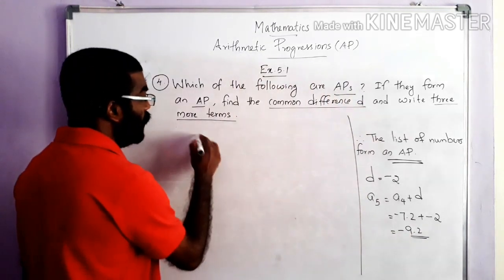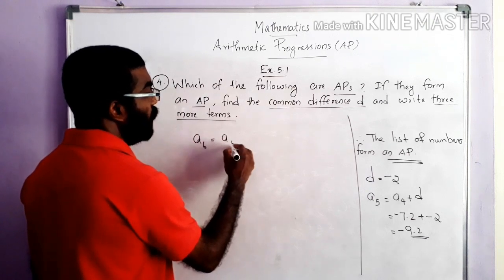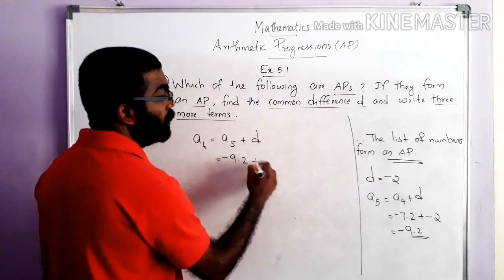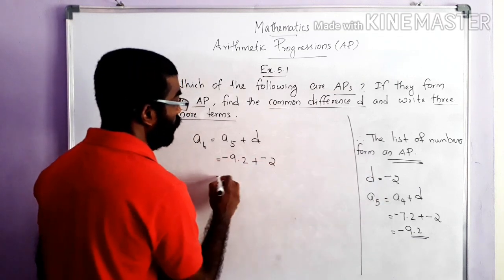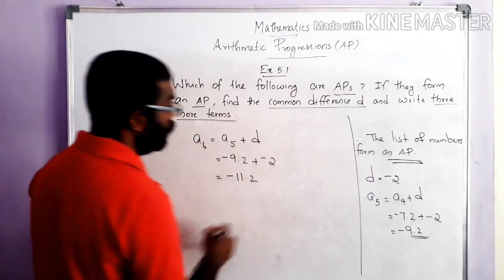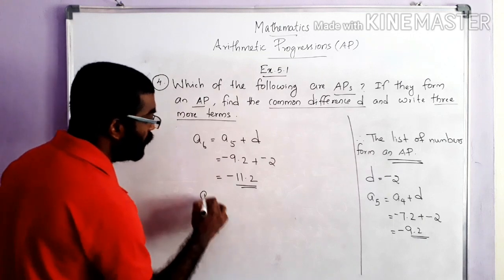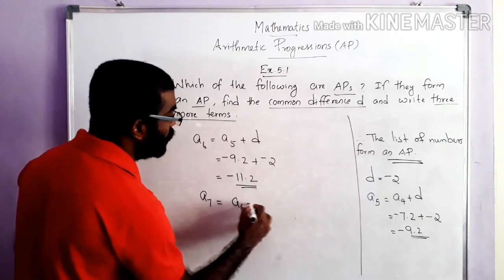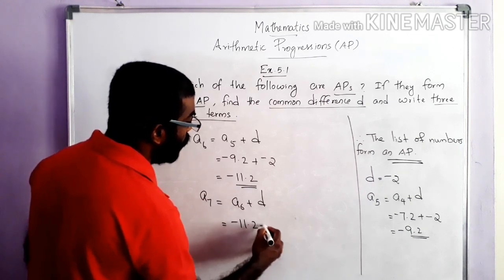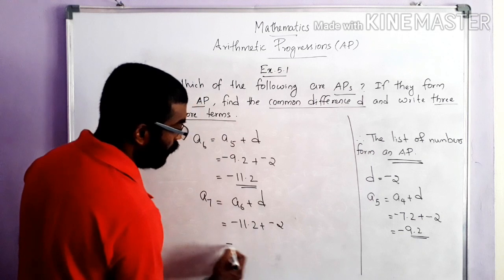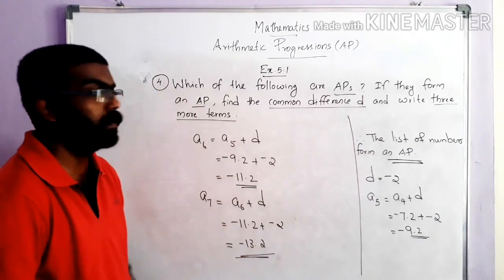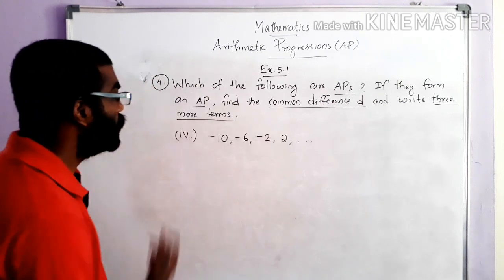Okay. Now the sixth term is A6 is equal to A5 plus D. Fifth term here minus 9.2 plus D, common difference minus 2. Minus 9 plus 2 is 11, so minus 11.2. And finally the seventh term A7 is equal to A6 plus D, which will be equal to sixth term minus 11.2 plus common difference minus 2, that is minus 13.2. Understood? Okay. So we move to the fourth question.